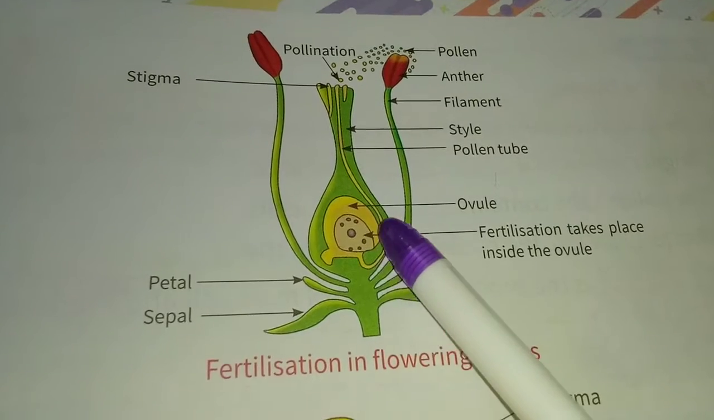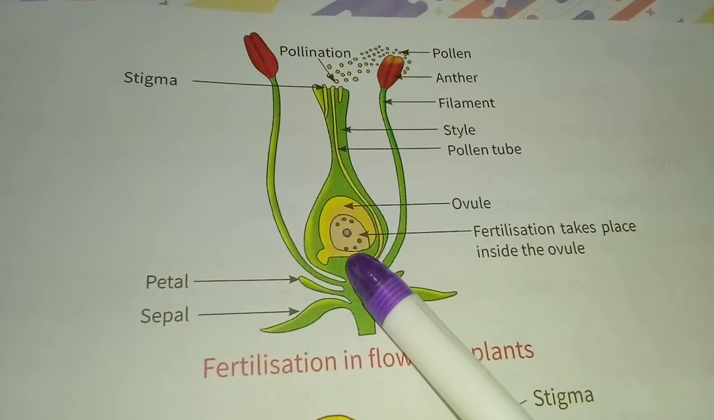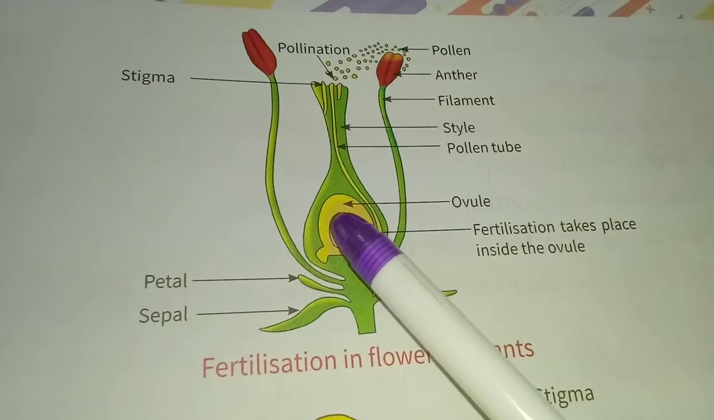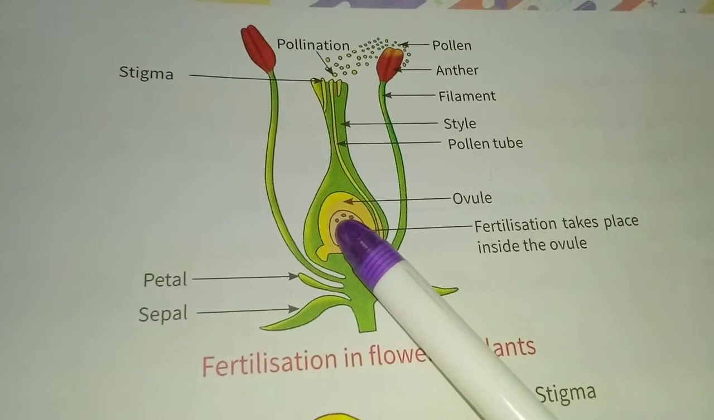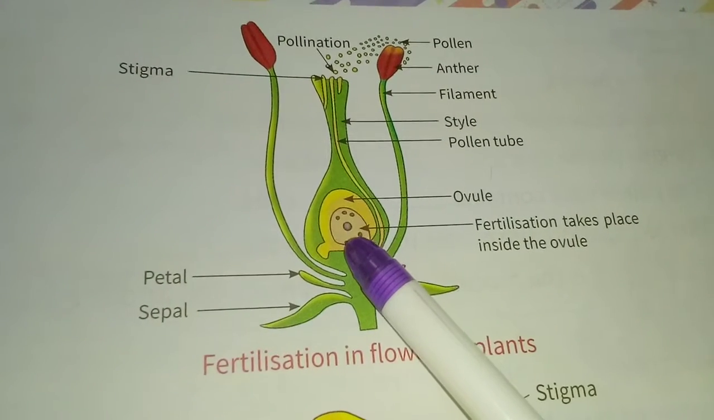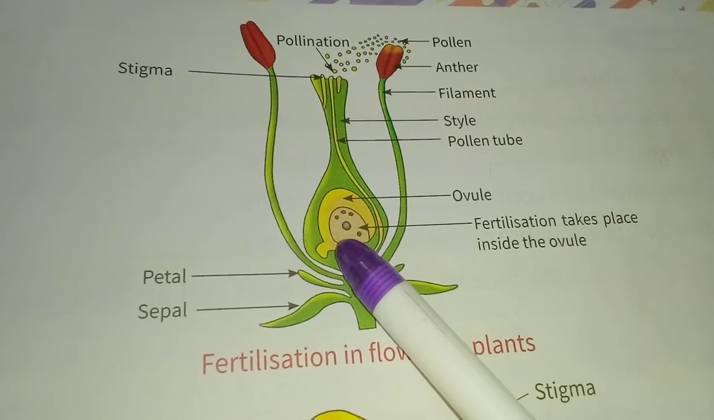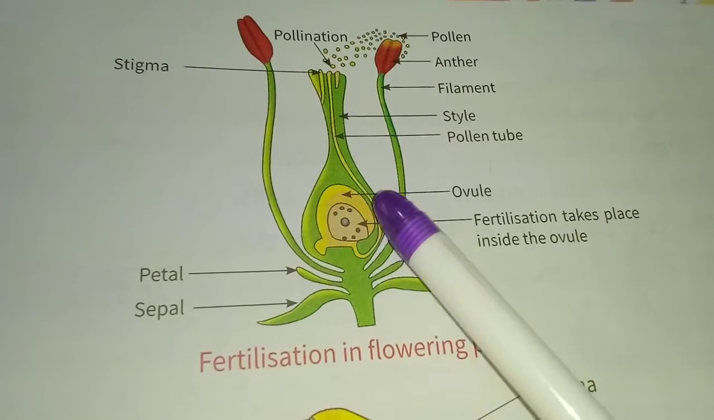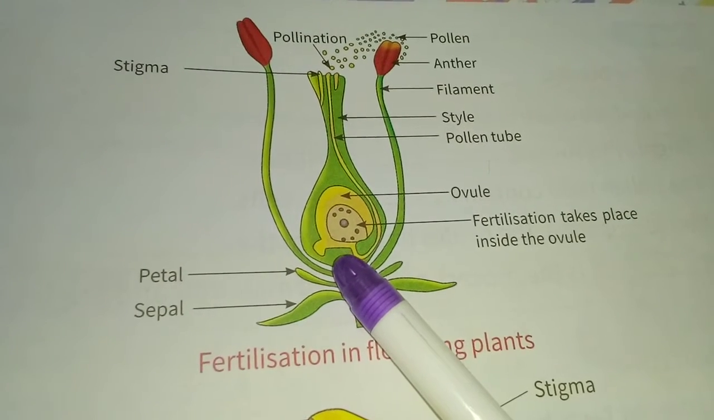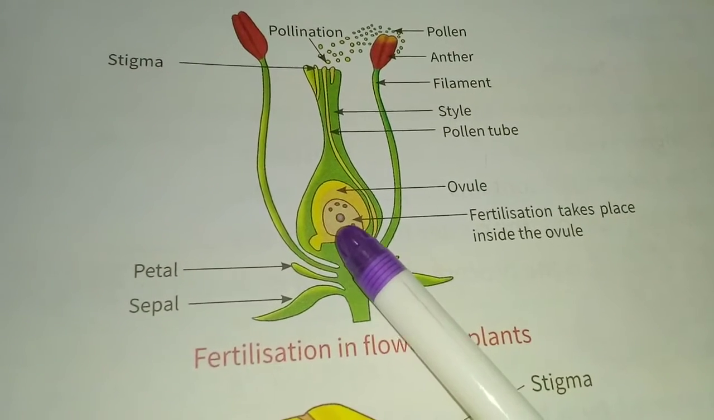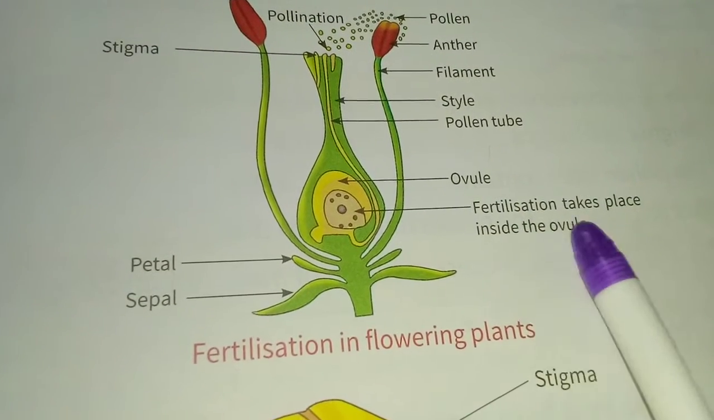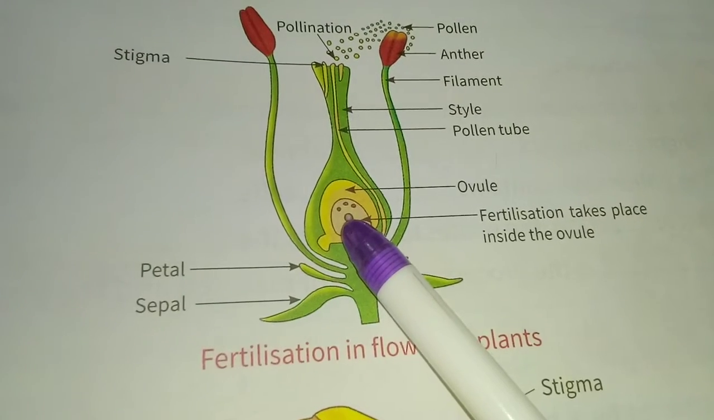The pollen tube contains the male cells which fuse with the female cell, or ovule, and form the zygote. This process of fusion of the male and female cell is called fertilization. After fertilization, the ovules finally form the seeds. Fertilization takes place inside the ovule. You can see here, this is the pollen tube.